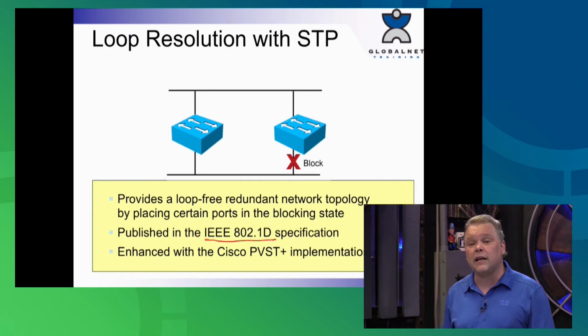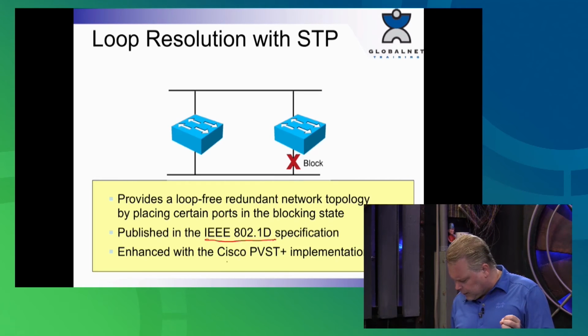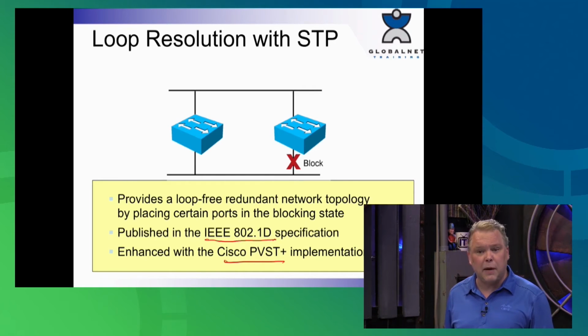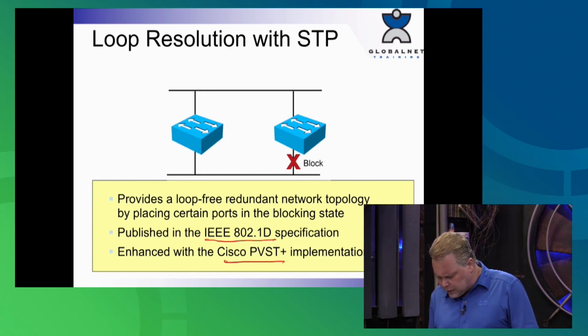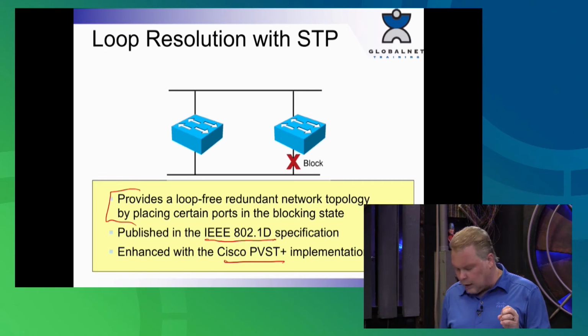Now Cisco runs an enhanced version. It's called PVST+, per VLAN spanning tree. We'll talk about why they do this and how this enhances it, and it really does. So we take the original one and make it proprietary by adding an enhanced protocol on top of it, PVST+, all right? By having this STP loop-free redundant network topology, we place certain ports in the blocking state, so we will no longer have a loop.